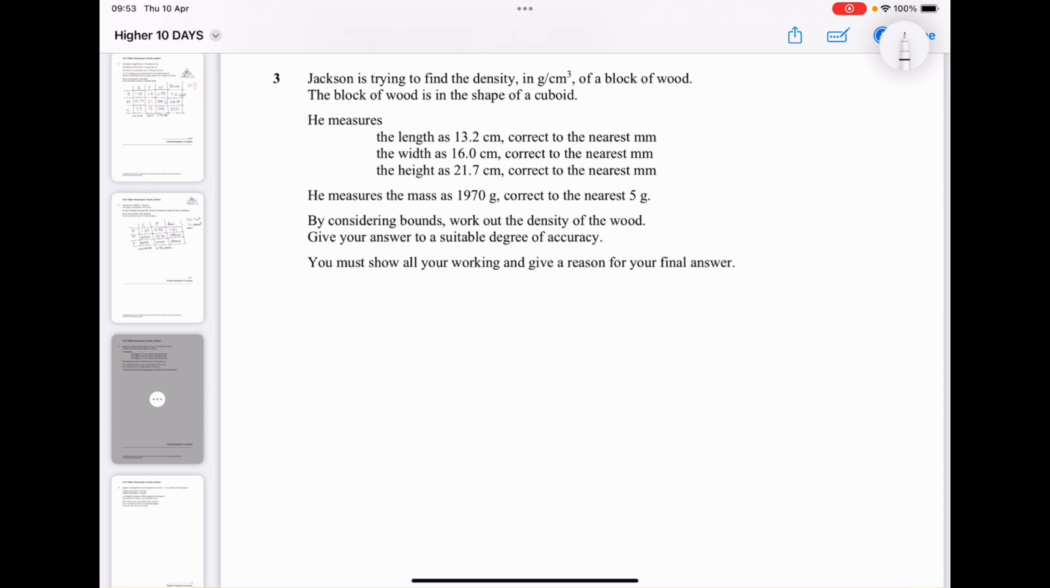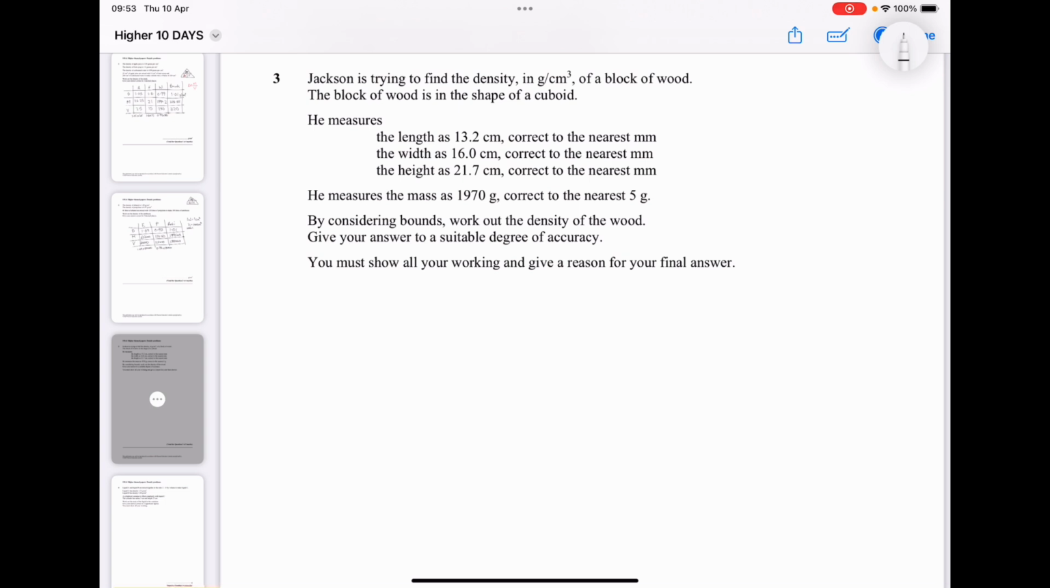So Jackson is trying to find the density in grams per centimetre cubed of a block of wood. The block of wood is in the shape of a cuboid. He measured the length as 13.2 centimetres, correct to the nearest millimetre, the width as 16.0, correct to the nearest millimetre, and the height as 21.7 centimetres, correct to the nearest millimetre. He measures the mass as 1,970, correct to the nearest 5 grams. By considering bounds, work out the density of the wood, give your answer to a suitable degree of accuracy. Show your working and give a reason for your answer.